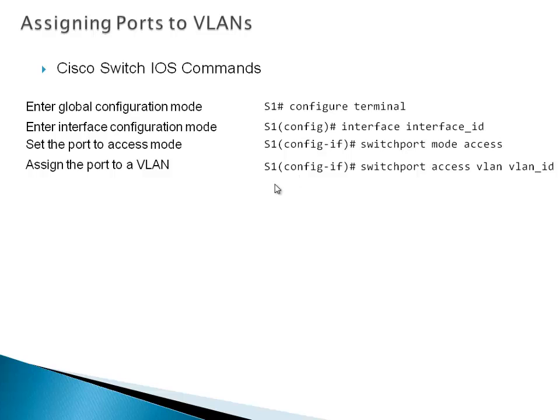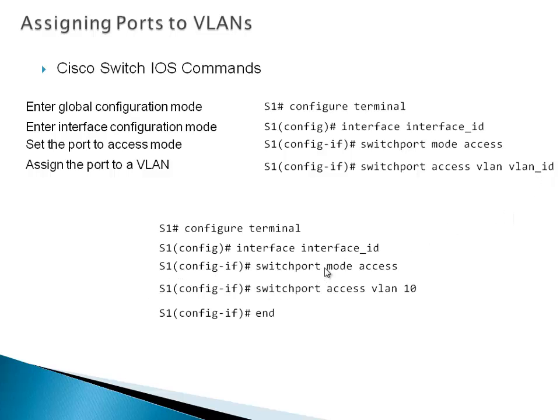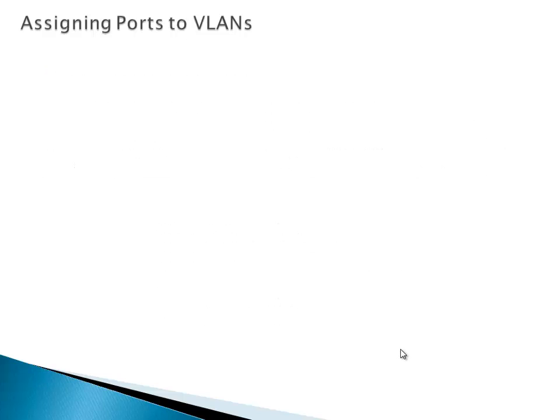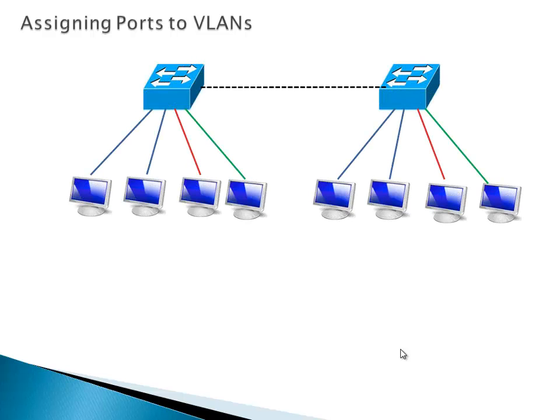To assign the port to the VLAN, we say switchport access vlan and then the VLAN number. Here's the full configuration: interface FA0/5, for example, switchport mode access, switchport access vlan 10. So here, what we're going to do is assign this PC to the blue VLAN. So VLAN 10, we're going to name it blue, and this PC is connected to port FA0/5.